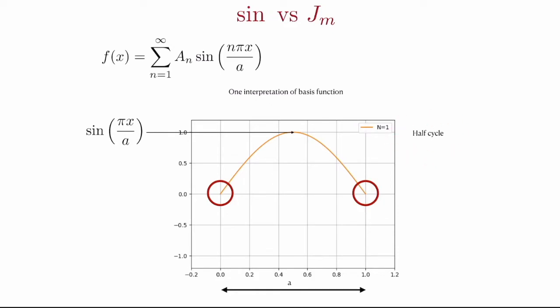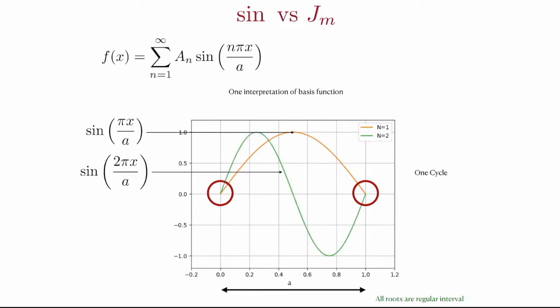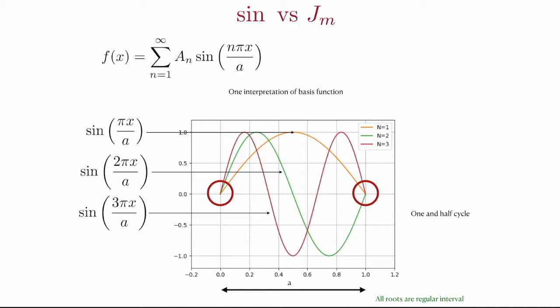Now for n equal to 2, we have sine 2 pi x by a. Again, we see that the first root is at x equal to 0. That happens for all the sine n pi x by a. And then we have one root in between, and the second root on the boundary x equal to a. In this case, it is 1. Now here we have in total 3 roots, 1 in between, and we have one full cycle of sine omega t. Now when we go to n equal to 3, we have 3 pi x by a.